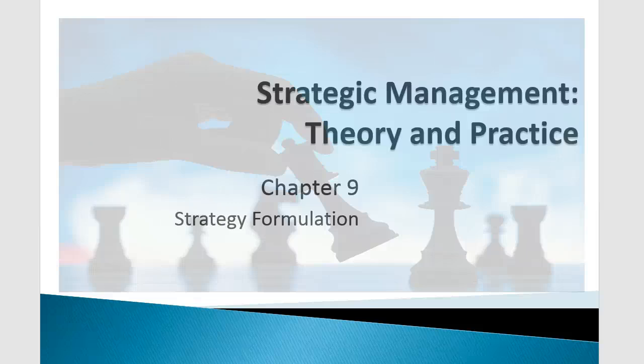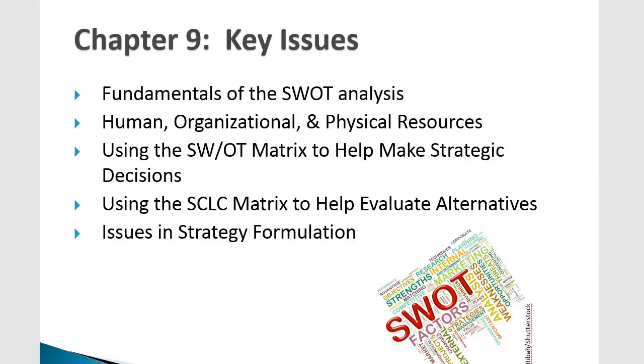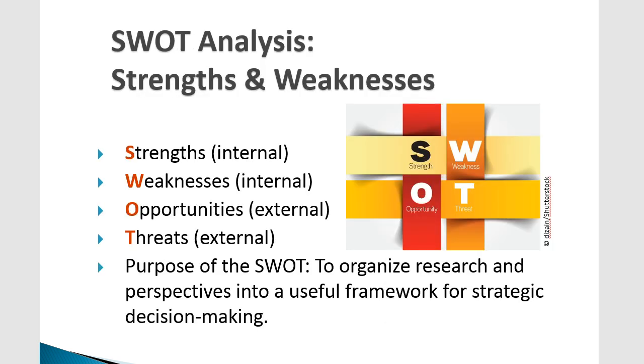Hi, welcome to Chapter 9, where we're going to talk about strategy formulation. In Chapter 9, the key issues are going to be the fundamentals of a SWOT analysis, human, organizational, and physical resources, using the SWOT matrix to help make strategic decisions, using the SCLC matrix to help evaluate alternatives, and issues in strategy formulation. So let's start with this SWOT analysis.